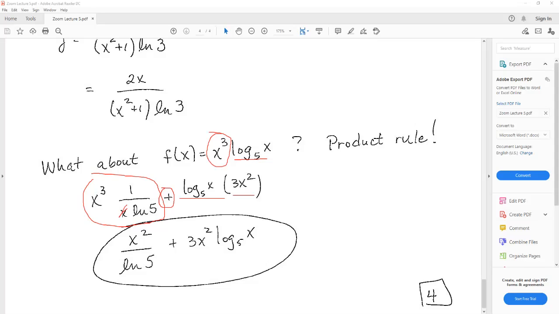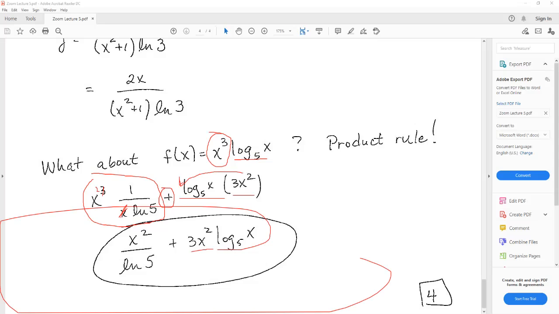This x down here in the denominator would take one of the x's out of the numerator. That goes from x cubed to x squared. That leaves me with x squared over the natural log of 5. And then over here, I just chose to take 3x squared to the front. And this is our solution.